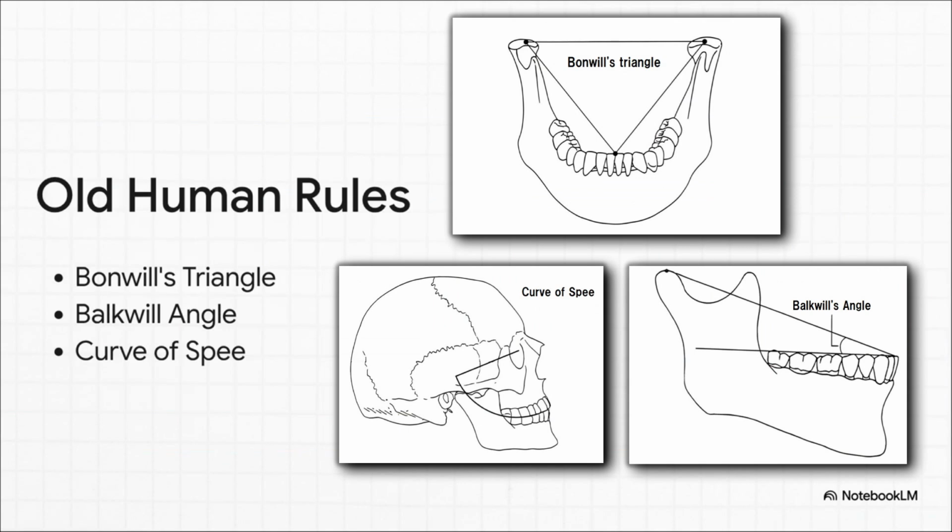Now think about how a human does this. For a person to do this kind of work, they have to learn a mountain of really complex rules about how teeth are supposed to line up. We're talking about things like Bonwill's triangle, the Balkwill angle, the curve of Spee. I mean, these are all complicated geometric principles that humans developed over 100 years to guide them.